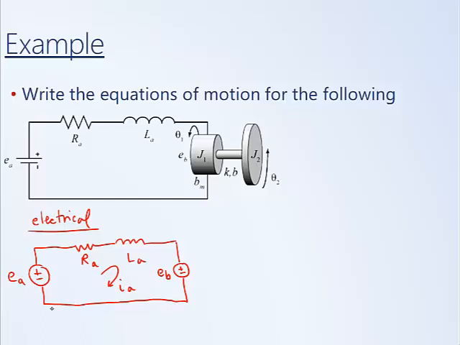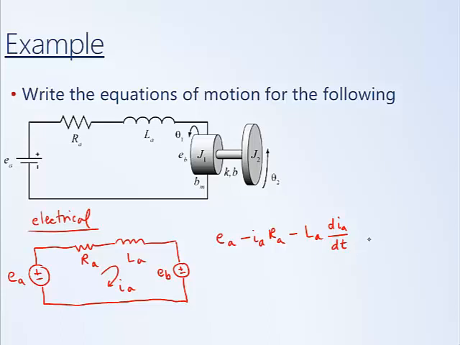So starting at this point of the circuit, moving in the direction that the armature current is flowing, we'll initially have a bump in voltage due to the voltage source. Then we'll have a drop across the resistor, where the drop is equal to the product of the current and the resistance according to Ohm's law. Then we'll have the drop across the inductor, where the voltage across the inductor is proportional to the time rate of change of the current.